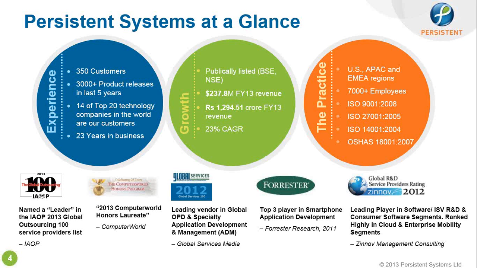We've been growing at about 23% year over year for the past few years, and we now have over 7,000 employees worldwide. As I mentioned, Persistent is located in Pune, India. That's our worldwide headquarters, but we also have U.S. headquarters in Santa Clara, California, and we have offices across Europe and other parts of Asia as well.